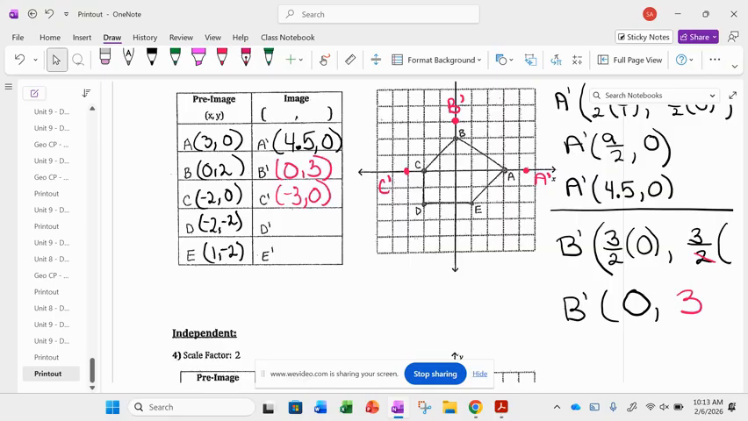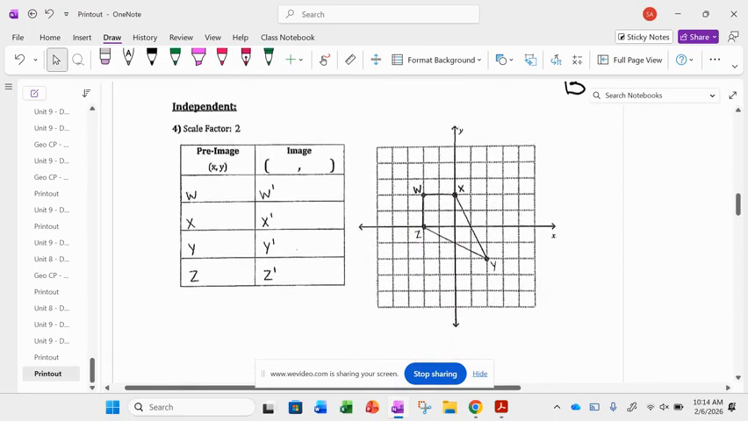Okay, good. All right, guys, I want you to do independent. So your answer should have been for the first one, negative 3 for D, and 1.5, negative 3 for E. So there's your D prime. And then E prime is negative 1.5 and then down 3. Oh, sorry, positive 1.5. So it looks something like this.